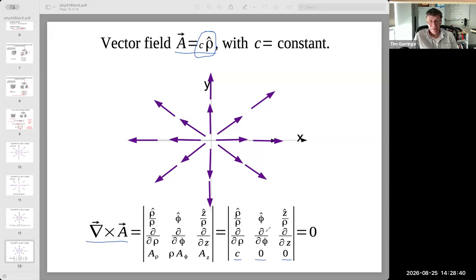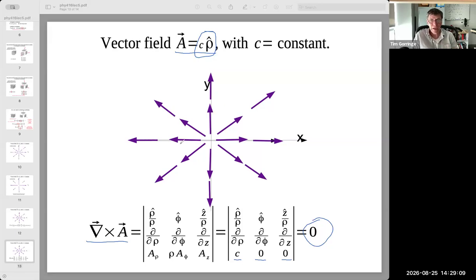You can see that lots of things are going to be zero. We've got partial differentials of zero. We've got partial differentials also of a constant. In fact, we're not differentiating anything other than a zero and a constant, and those are all going to be zero. So every term in this determinant has come out to be zero. This is a curlless field. There's no rotation of the field. There's no circulation of the field.